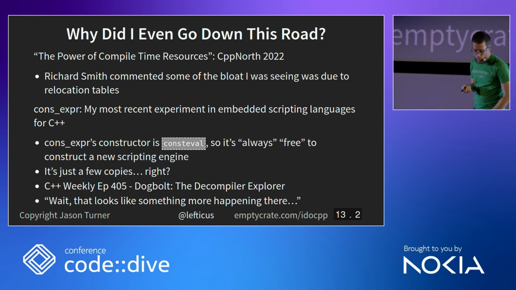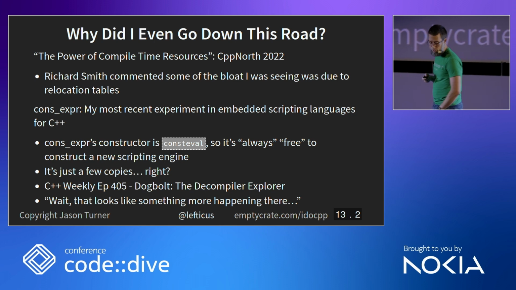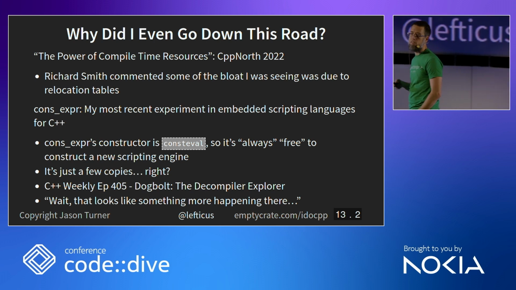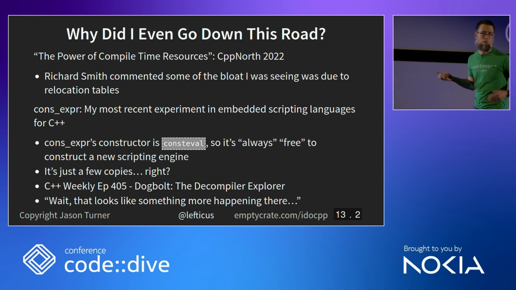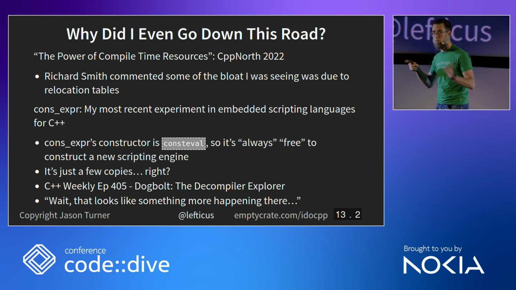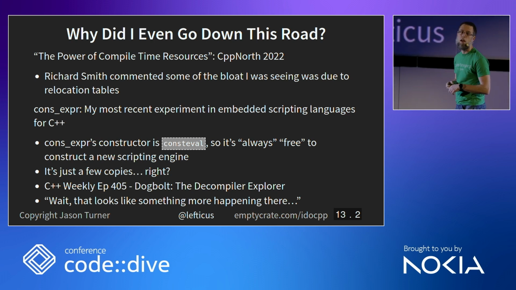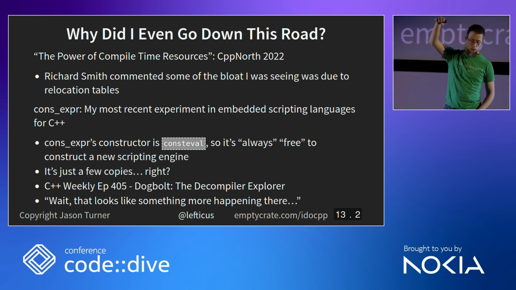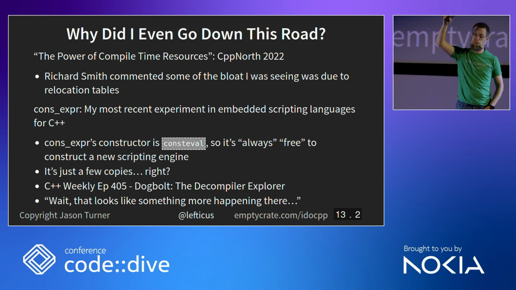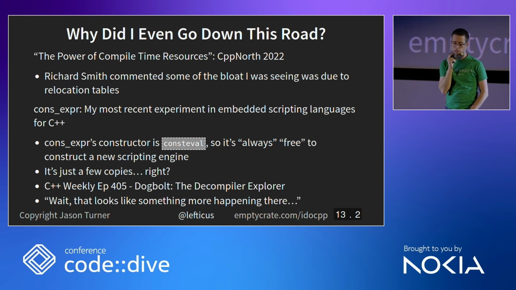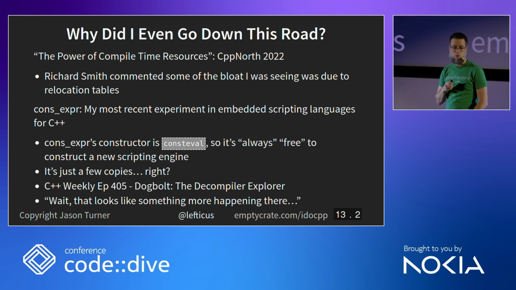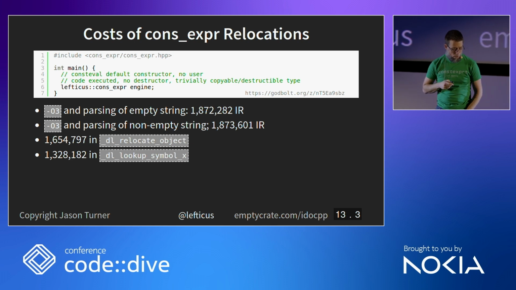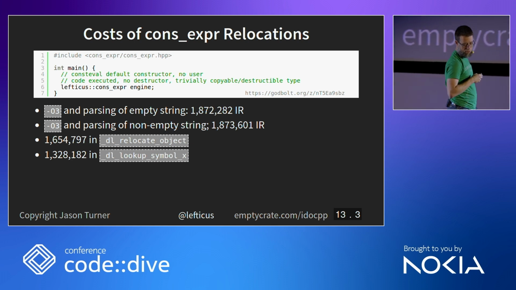Well, in episode 405, I talked about this tool called Dogbolt, the decompiler explorer. If you haven't seen that tool, it's not as refined as Godbolt, the compiler explorer. But I loaded constexpr into there, and I started looking at the disassembly from the decompiler, and I said, that's not just a mem copy. What's happening here? So I did this experiment.